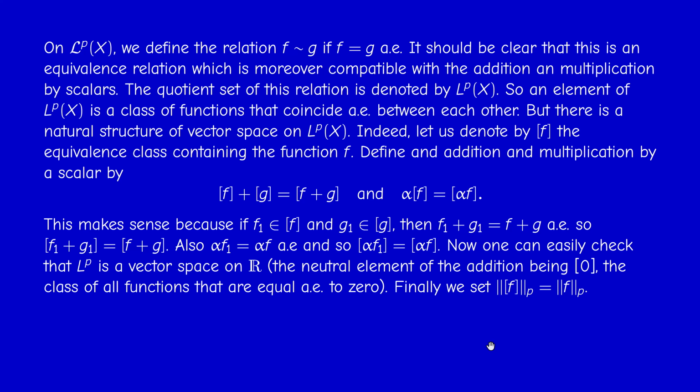Now we put a norm on this capital LP space. The norm of a class is simply the norm of any element in this class, because if f and f prime are equal to each other almost everywhere, then they have the same p norm. So therefore this makes sense. And now we can easily check that this is a norm on capital LP.